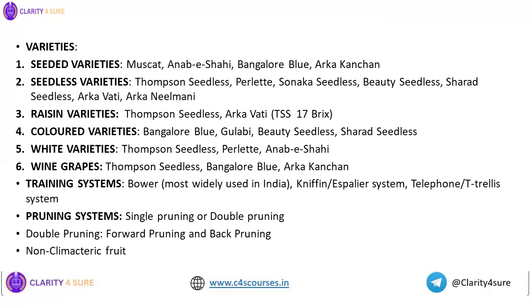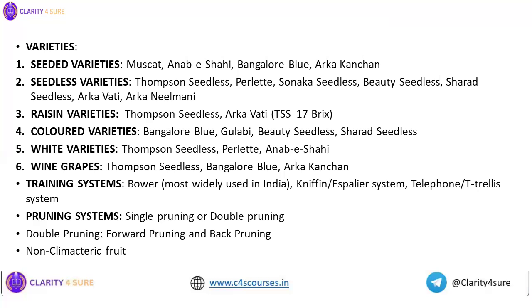So back pruning, or the summer pruning, is actually the foundation pruning, which is used to form the framework of the plant. Okay, and it is usually done in the month of April. Whereas forward pruning is done for fruiting purpose, in the month of October.